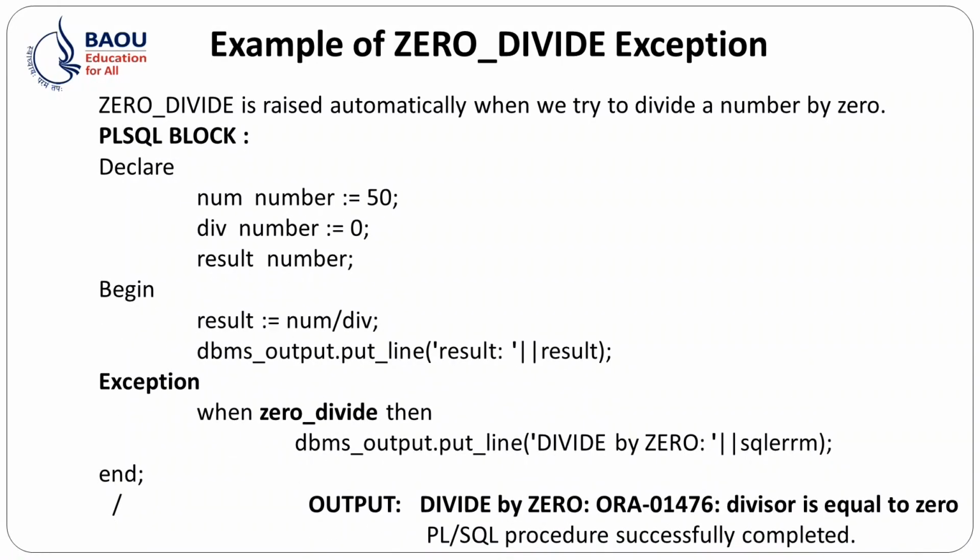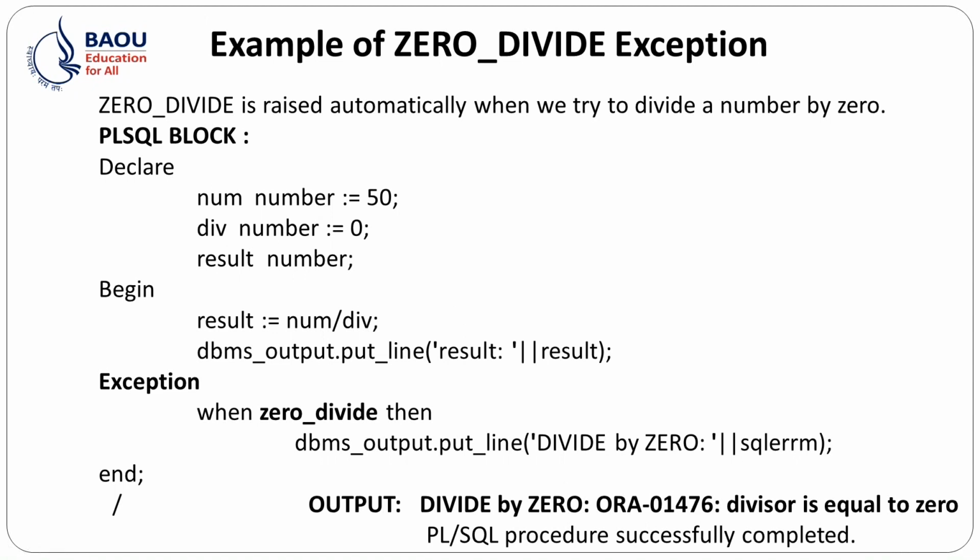See, here there is a PL/SQL block. Here we declared three variables: num, div and result. These are three variables of the number data type, and 50 is assigned to the num variable and 0 is assigned to the div variable. Now, in the begin section, result is equal to num divided by div. div is 0 and num is 50. So, it will be 50 divided by 0.